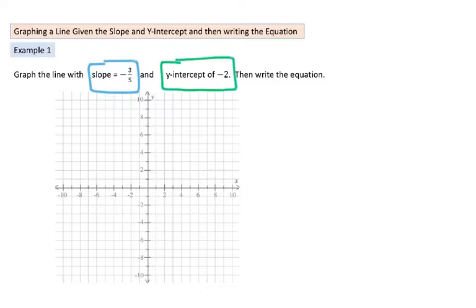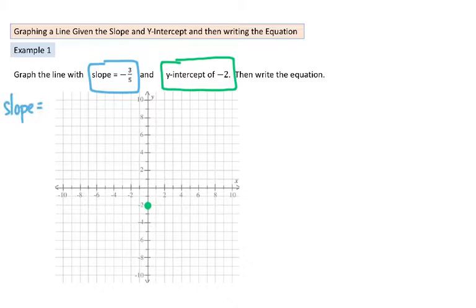So even without an equation, if we know those two things, that's enough to graph the line. So always start at the y-intercept. It's minus 2. That means there is a point at y equals minus 2, where the graph is going to cross the y-axis. And now from that point, we will use the slope to find another point.